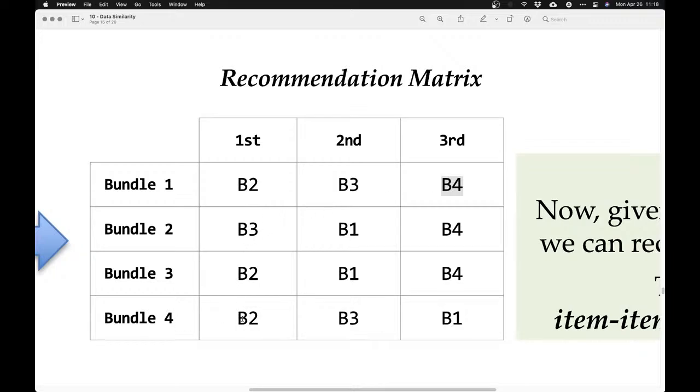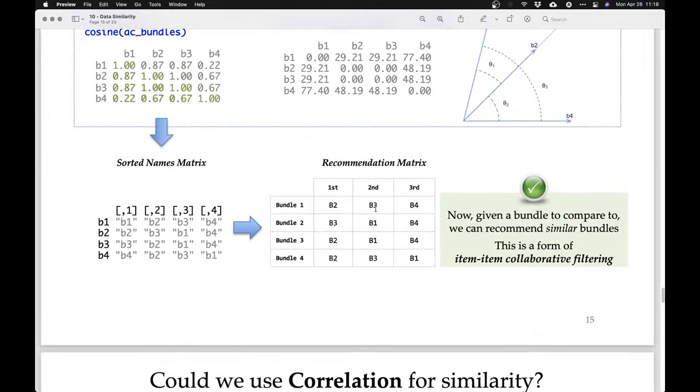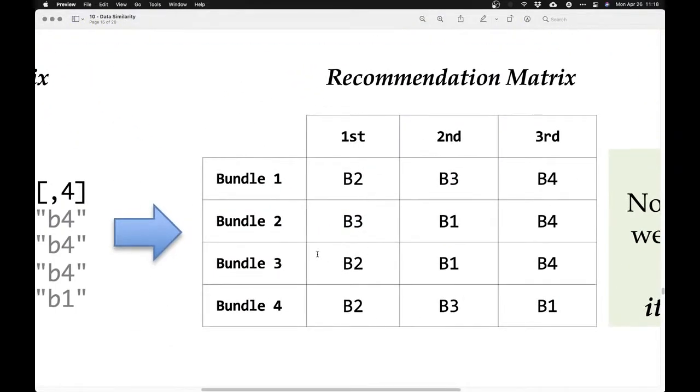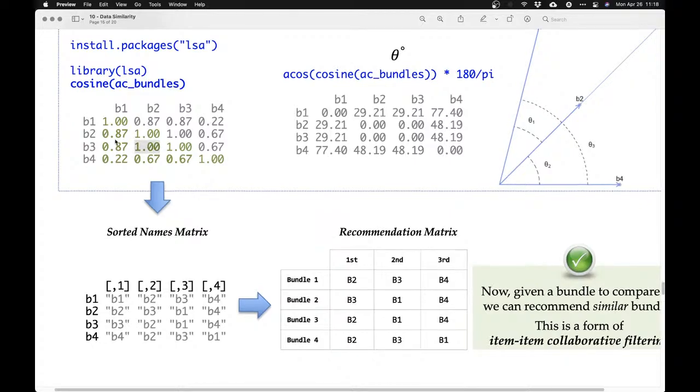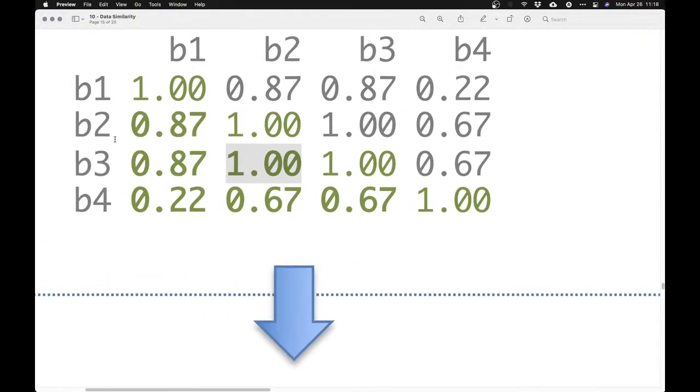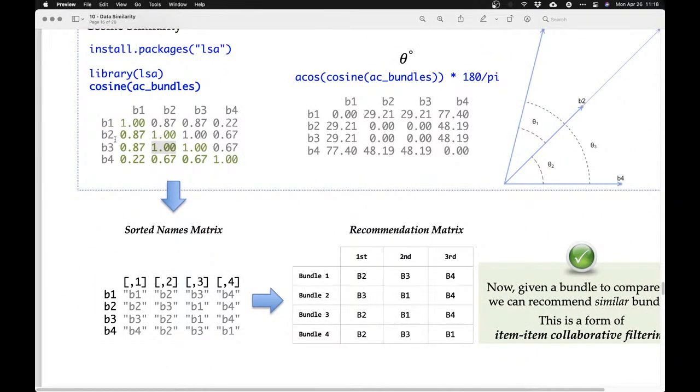Similarly for bundle 4, I would recommend 2 and 3. Bundle 1 would be the distant recommendation. For bundle 2 and bundle 3, I would recommend one to the other because they have the exact same vector direction. Bundle 2 and bundle 3 have a cosine value of 1. Their angle agrees exactly.